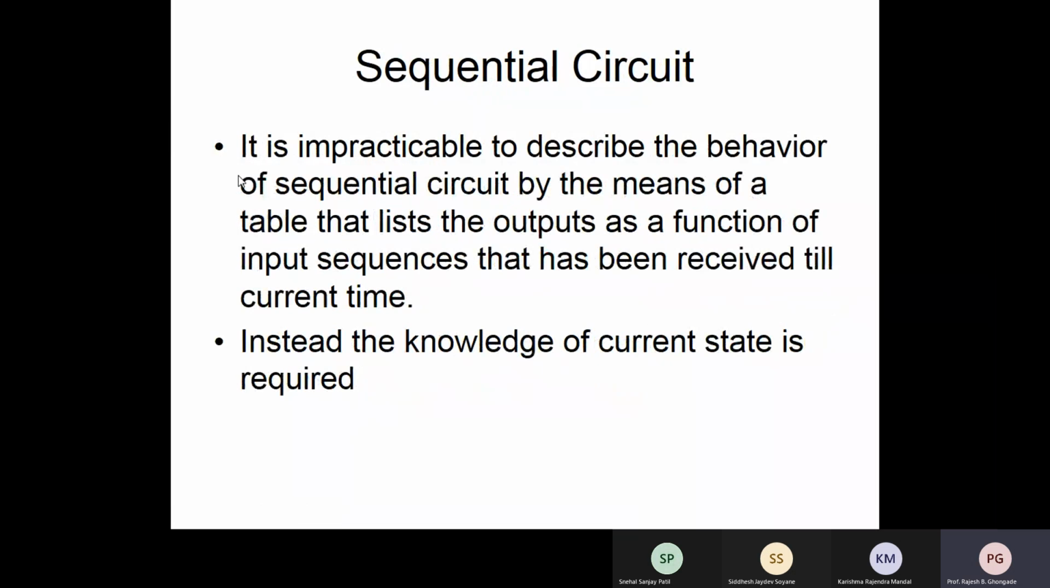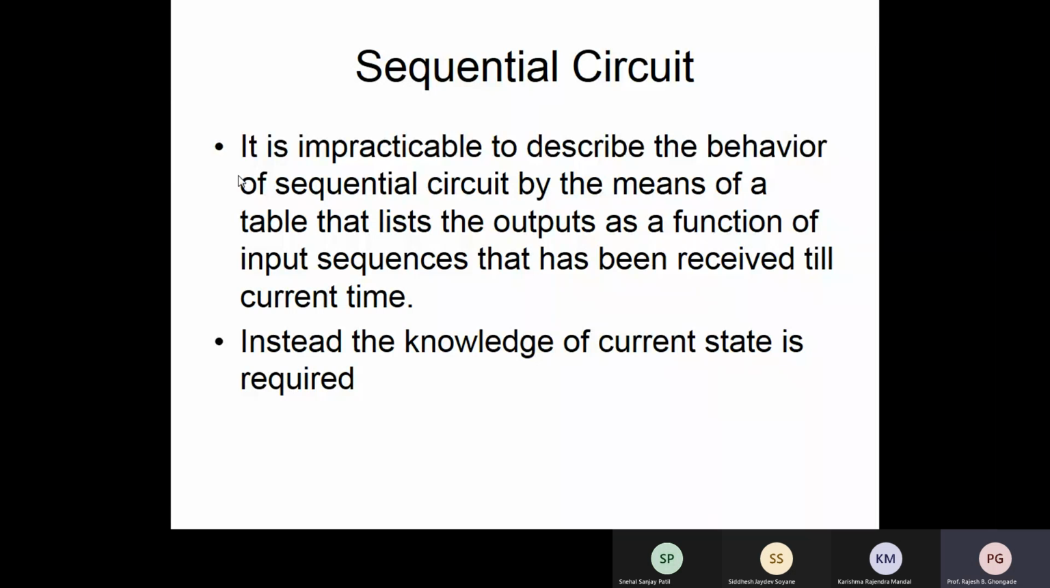In a sequential circuit, it is impracticable to describe the behavior by means of a truth table. Please remember that when we were talking about combinational circuits, a very simple thing was to describe the behavior in terms of the truth table. But it is impracticable to describe the behavior of the sequential circuit by means of a truth table, which would list the outputs as a function of input sequences that have been received till the current time. So that is not possible. You'll never have a truth table for a state machine or for a sequential circuit.